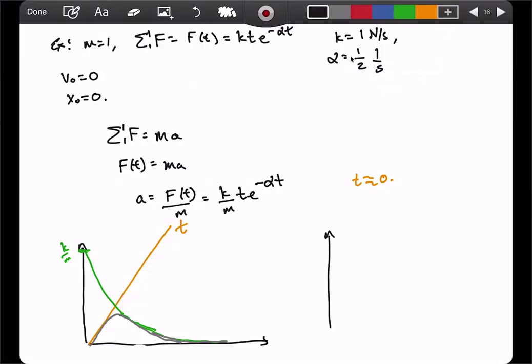So let me plot this one more time. So we can kind of see what it's doing. So this is my time, this is my acceleration. So this thing is going to follow linear, and then it's going to turn around and then follow the exponential until it goes all the way back to 0. Okay. So this is my acceleration as a function of time.